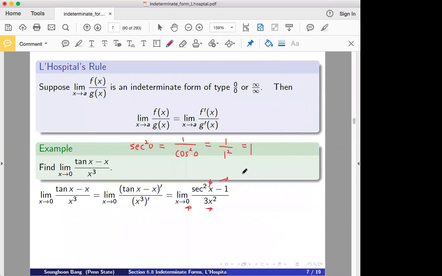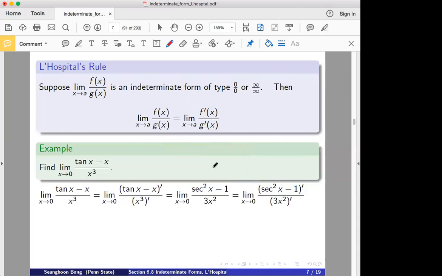So this is going to be 1 minus 1 over, and you can plug 0 into the bottom one. 3 times 0 squared is exactly 0 over 0. We have this type, so use L'Hopital's rule again.